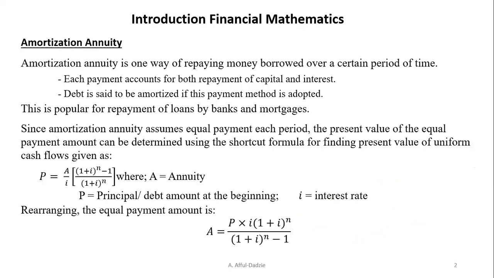Banks and mortgage firms use this very popular method to compute whatever they need to do on your loan. Now, since an amortization annuity assumes equal payments for each period, the present value of the equal payment amount can be determined using the expression that we have always known.